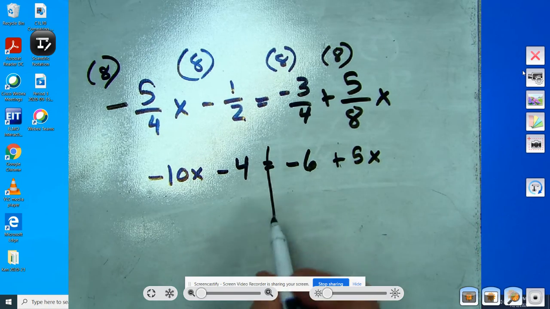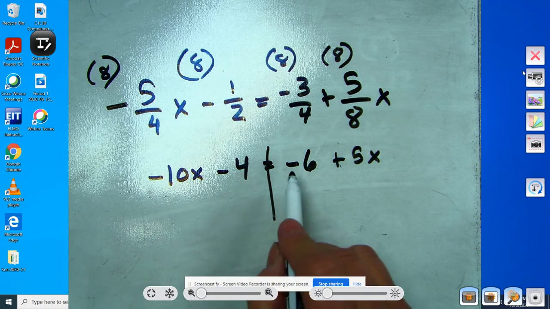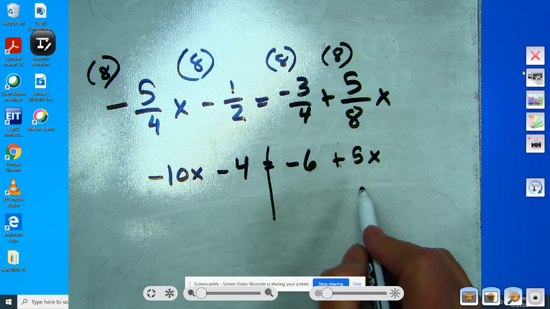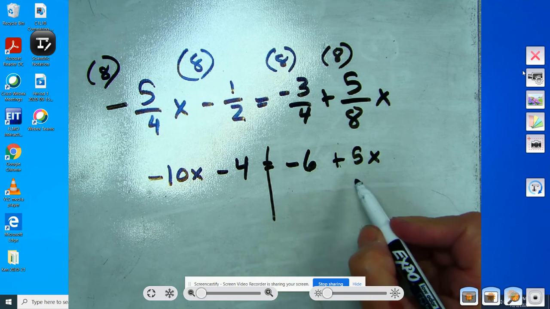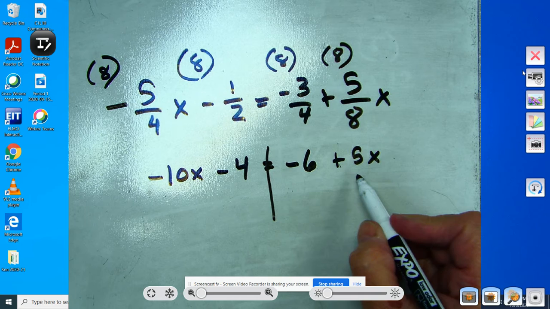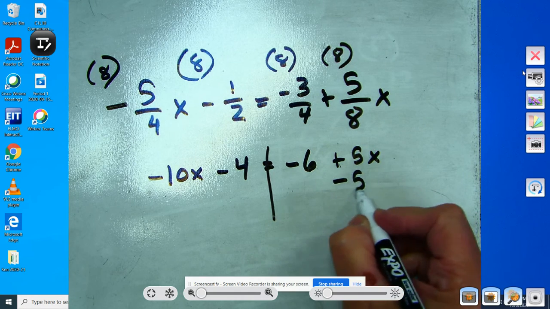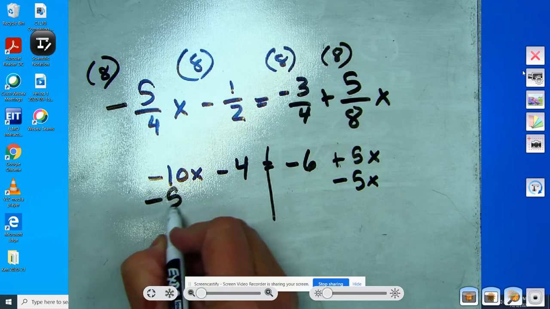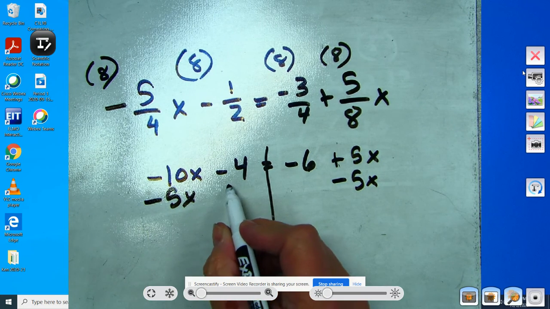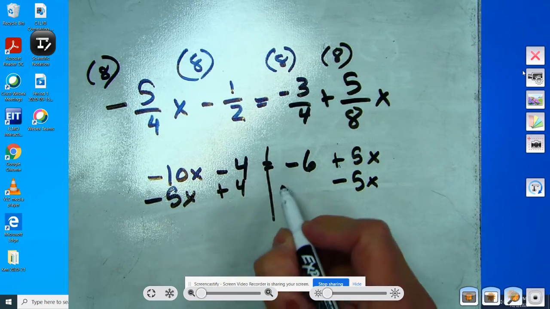Put up the line. Now, this is not in the same order the other problem was. This is variable, constant, constant, variable. Does not matter. On the right-hand side, we find the variable. We add the opposite. The opposite of 5x is negative 5x. Come up here and grab that 4. The opposite of negative 4 is positive 4.